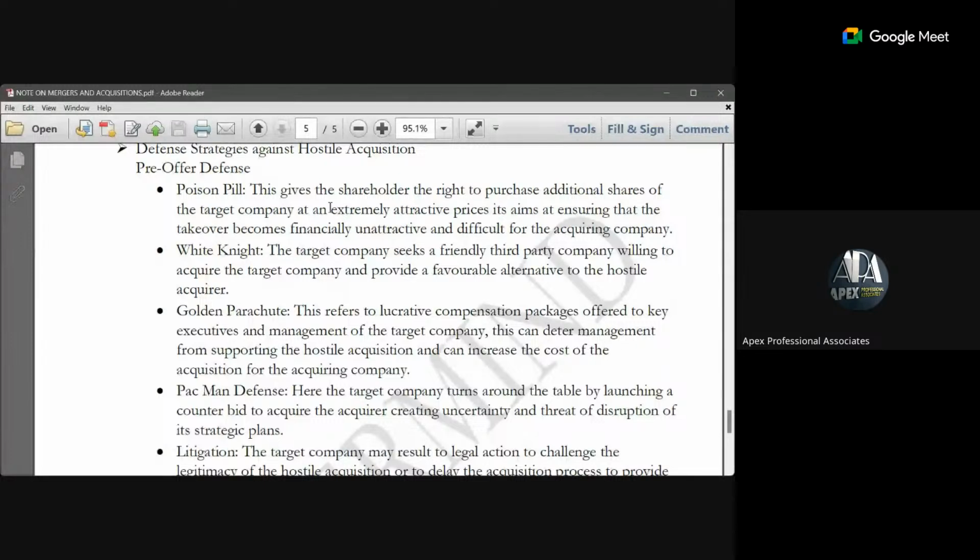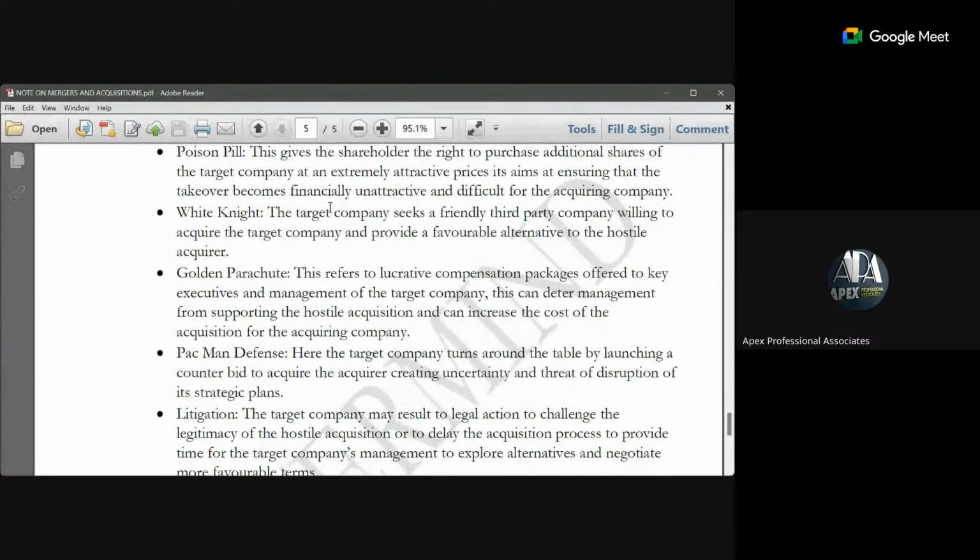Now, white knight. White knight is the activity where the target company, once they get to know that this company is eyeing us, will get another predator company that is willing to give them a friendly bid rather than a hostile bid, and then decide to work with the new predator company rather than the hostile bid that the first predator company is willing to offer. That is the white knight.